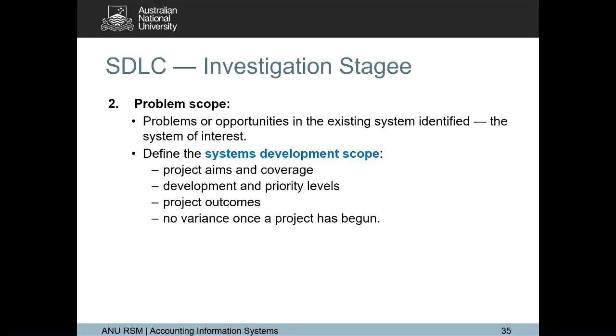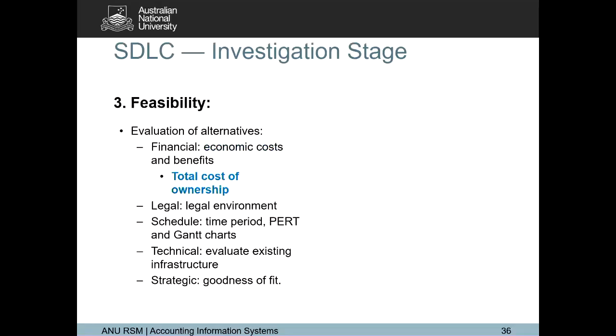Okay. So at the problem scope, you look at the system development scope, the aims, the coverage, who will be affected, which department will be affected by this change, or maybe benefit from this change, and then the priority level, and project outcomes, with no variance once the project has begun. Some projects can't wait. It must be done, and hopefully we will cover that during the tutorial next week.